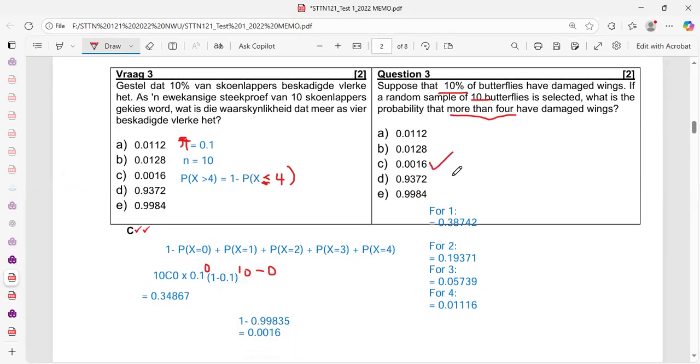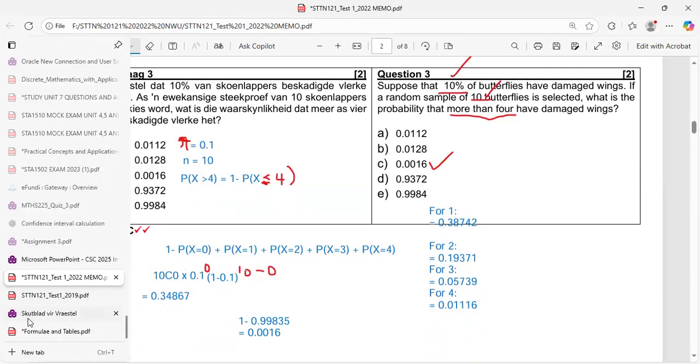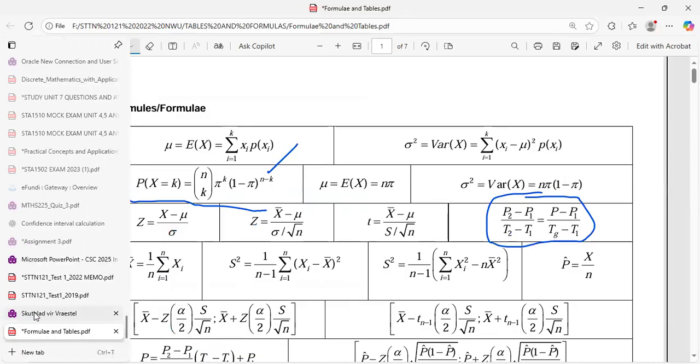You see, then we're done. That's how you do it. Interesting, you just need to read the question. I'm given the 10%, I'm given N. Now they want the probability of this under the binomial experiment, the binomial distribution. The formula is there on the formula sheet. This is the formula, you do the formula.